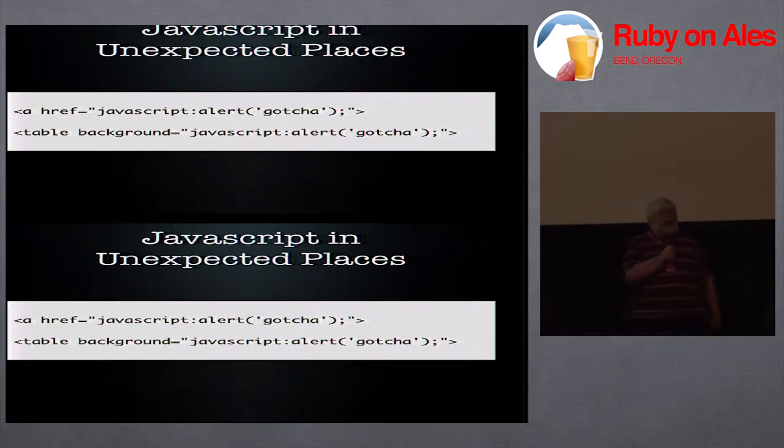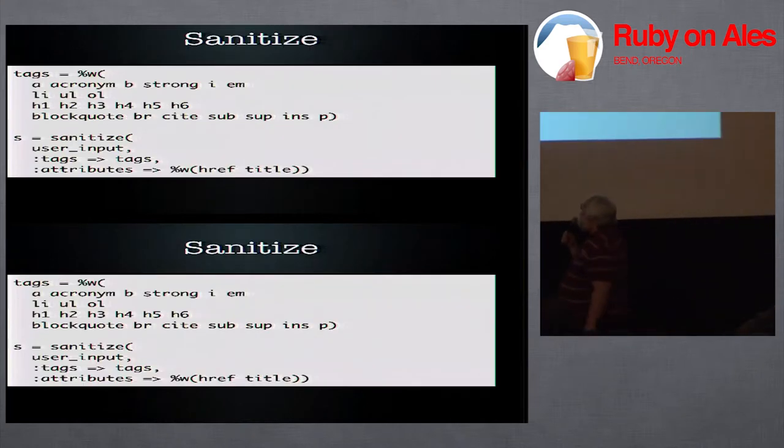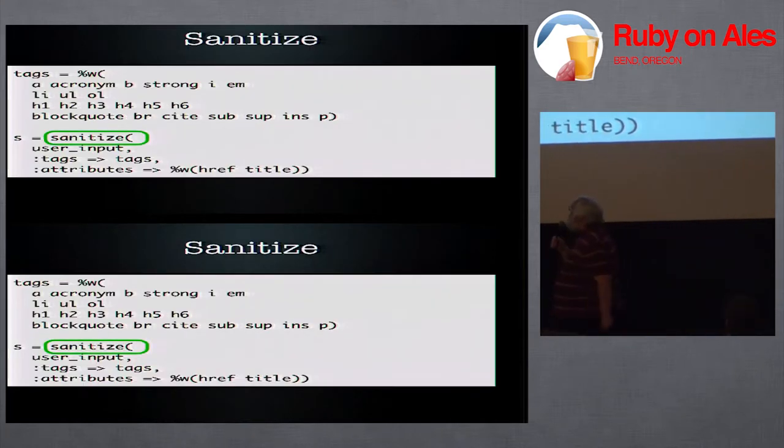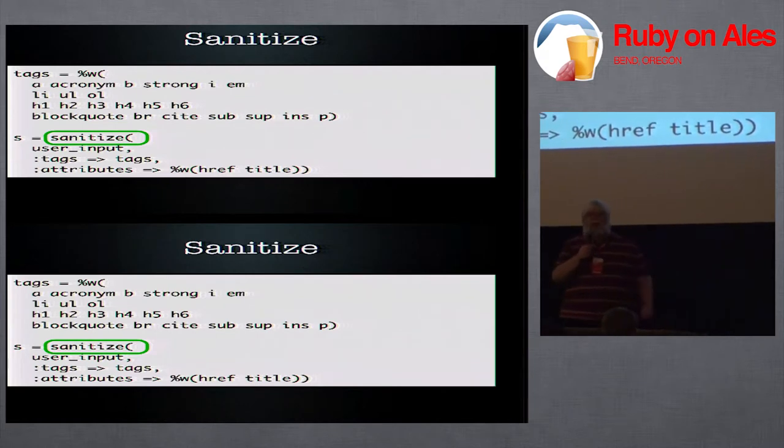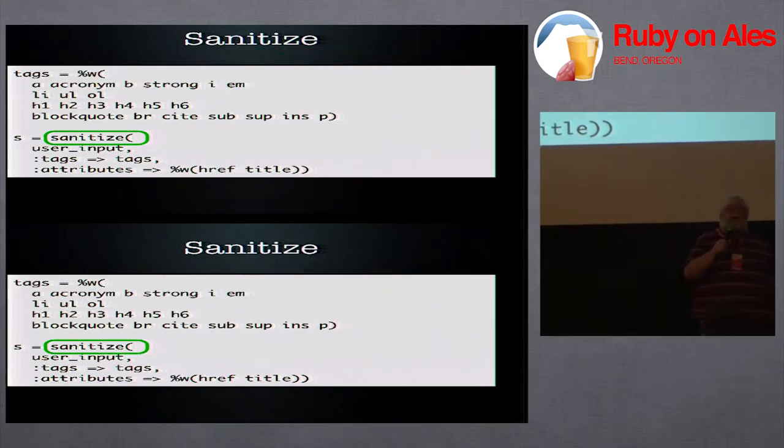Beware of JavaScript in unexpected places. For example, you might expect it in an href tag. That's not unusual. But as the background on a table, you might not think to check there for unusual JavaScript. So probably what you want to use is a Rails method called sanitize. It will go through a white list of tags you want to allow. It will let those tags through and will prevent other tags from going there. And sanitize is pretty well written. I recommend using it rather than trying to write your own white lister, because they probably did a better job than what you would have been able to do.